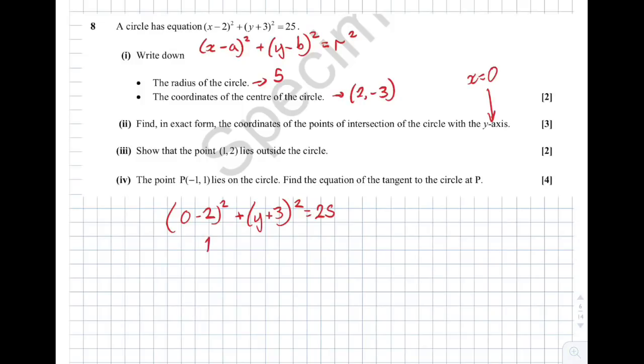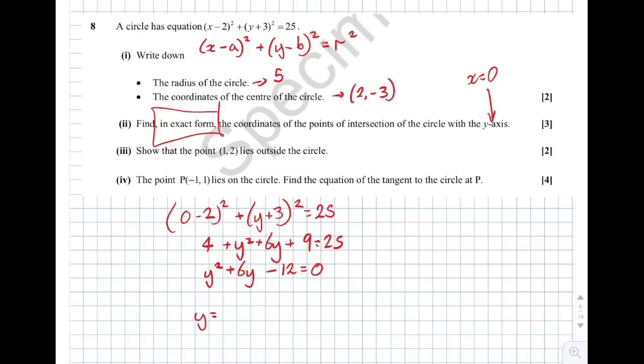So minus 2 squared is 4, plus y squared plus 6y plus 9 equals 25. So we've got a quadratic, as you'd expect. And we're going to have y squared plus 6y, and then 4 plus 9, which is 13, minus 25, so minus 12 equals 0. Now, it says in exact form, which says to me we're not going to find nice answers here. So I'm going to jump straight to doing the quadratic formula.